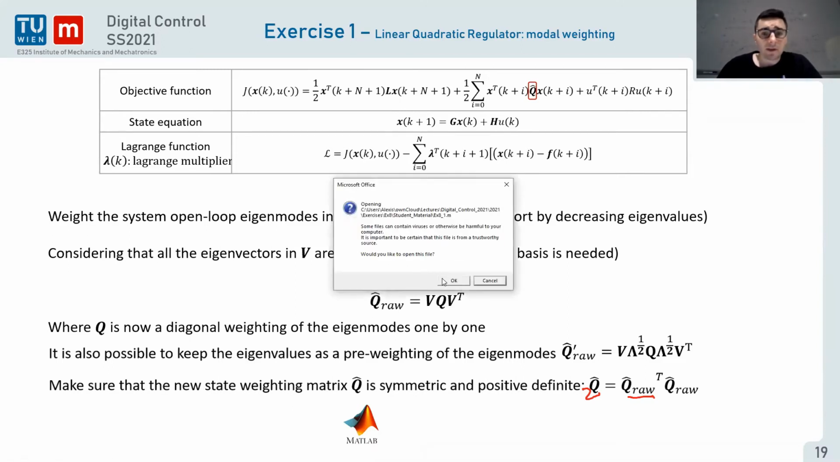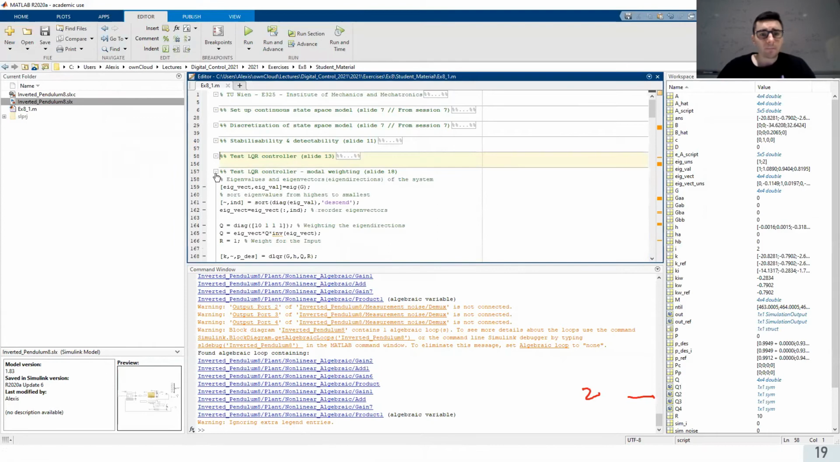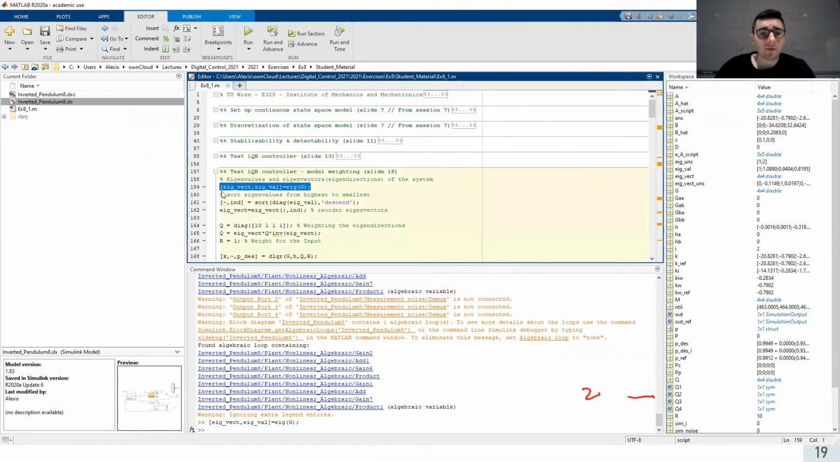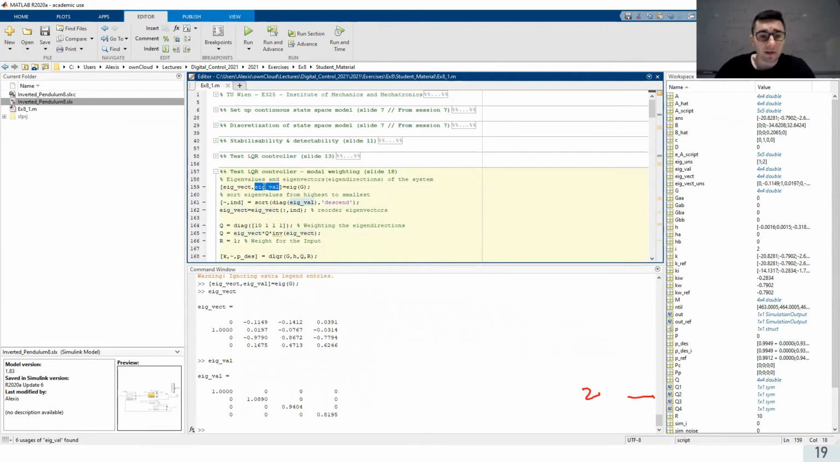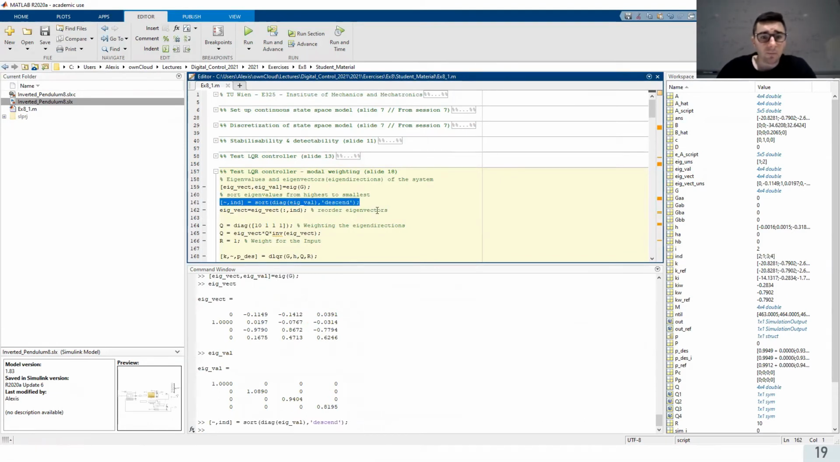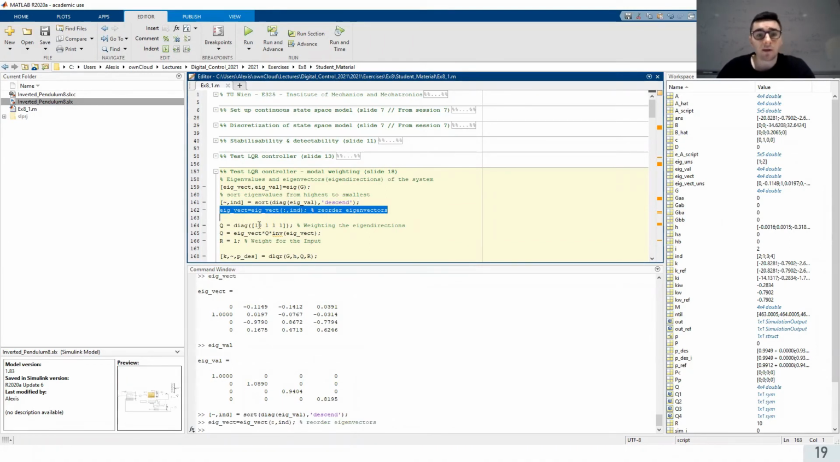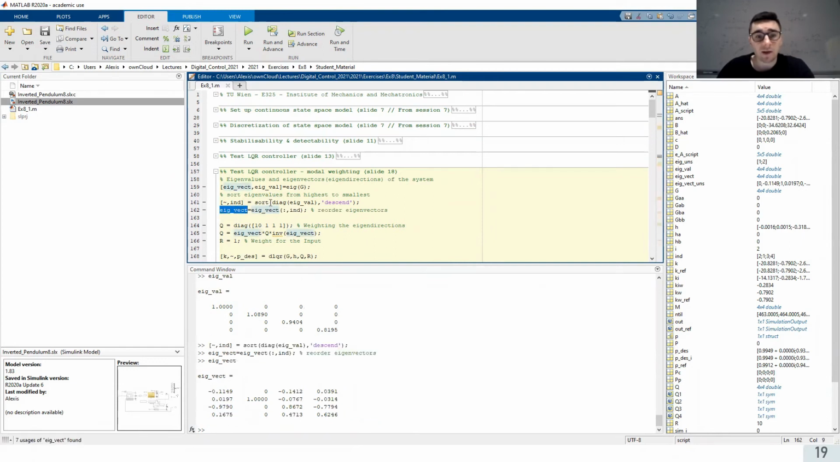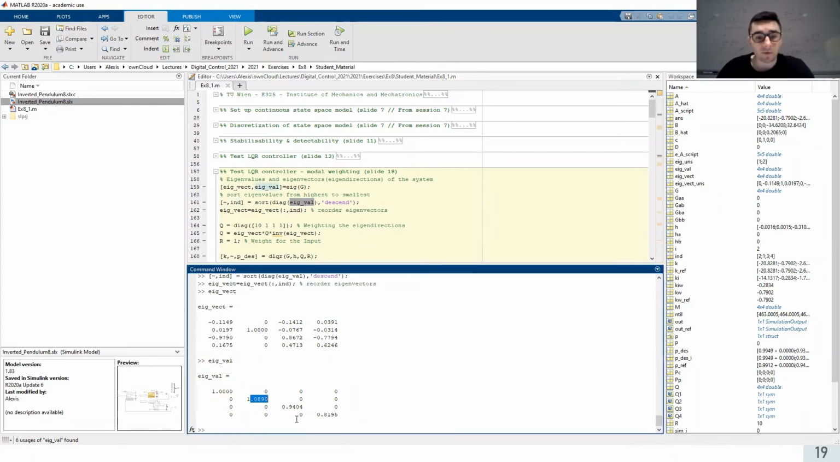And so if we have a look now at the MATLAB code here, with modal weighting, once again, we find eigenvectors and eigenvalues, exactly as what we did last time for detectability. Then we sort all the eigenvalues. Usually you sort eigenvalues from the most important to the least important, but it's not a requirement. And then we sort also the eigenvectors. So now I end up with eigenvectors that are ordered from the highest eigenvalue to the smallest eigenvalue. So this will be the first one, second one, third one, and here's the last one.